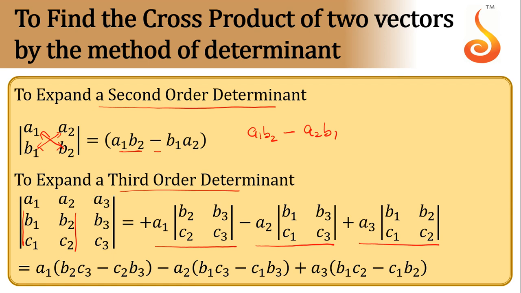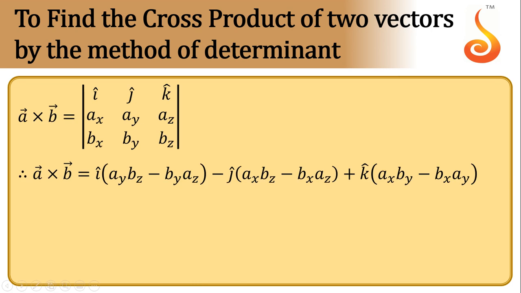Now it becomes a simple job because you have a second order determinant and you know how to do that. So A1, B2, C3 minus C2, B3, then minus A2 and then you have B1, C3 minus B3, C1, plus A3 then B1, C2 minus B2, C1. This is how you expand this.